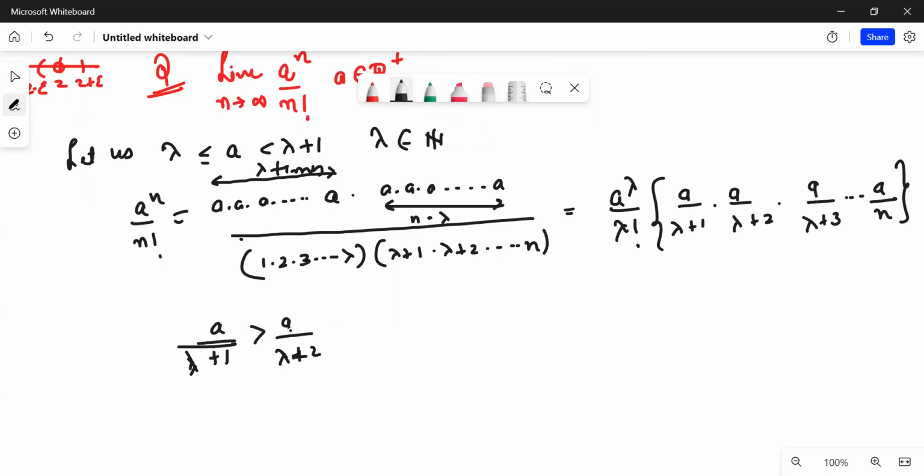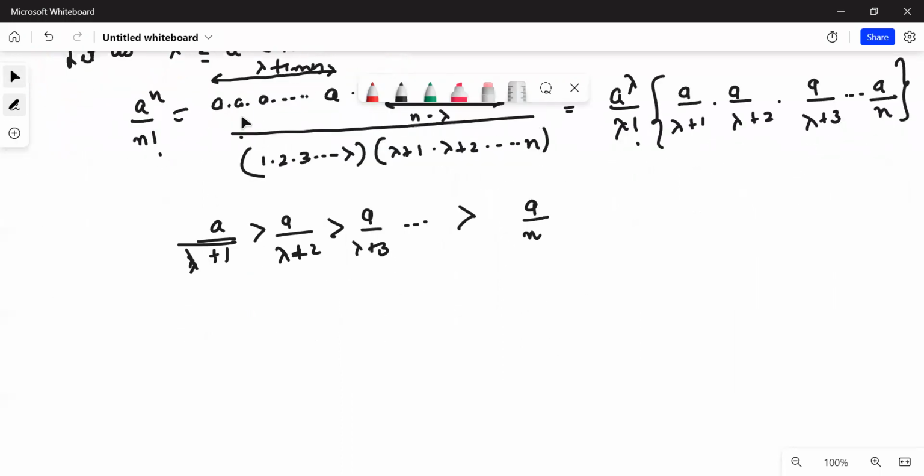Yes, sir. In the denominator you are dividing by the greater quantity. Lambda plus 2 is obviously greater than lambda plus 1. So if you divide with a greater quantity, this will be small, isn't it? And so on and so forth. This is how I can do, right? Is that clear to you?